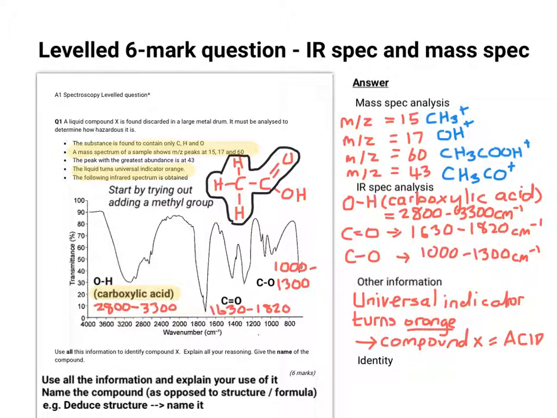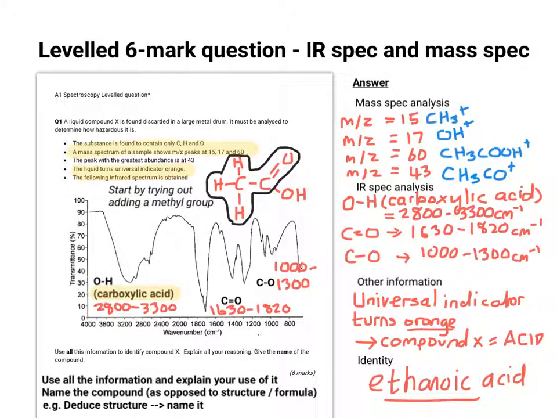What we now have to do is turn this into an identity. We've justified using every single mass spec peak, every single IR peak, and the fact that the universal indicator suggests that this compound is an acid to prove that the structure that I've just drawn there is our compound. Now we've deduced the structure, like I've put down at the bottom left hand corner of the screen. We now have to name that compound. So clearly we've now got ethanoic acid.